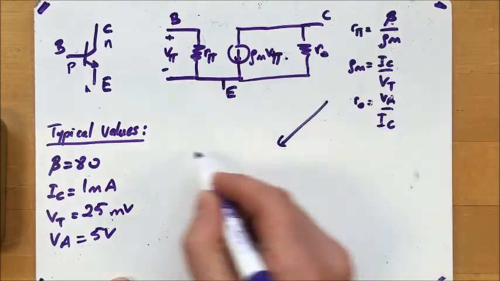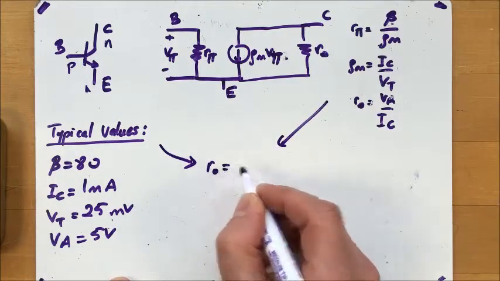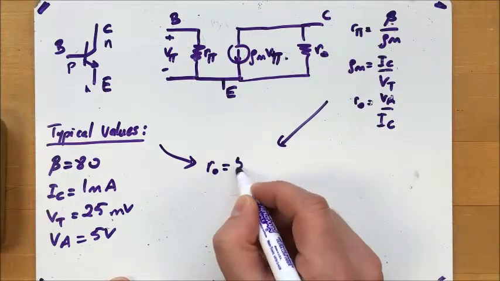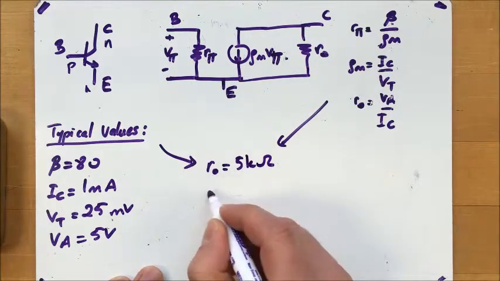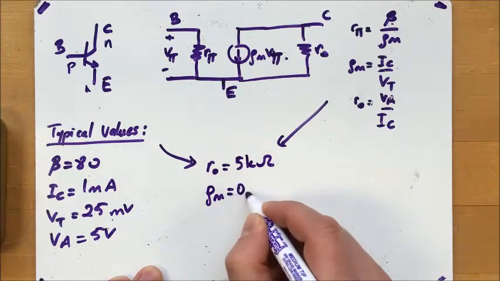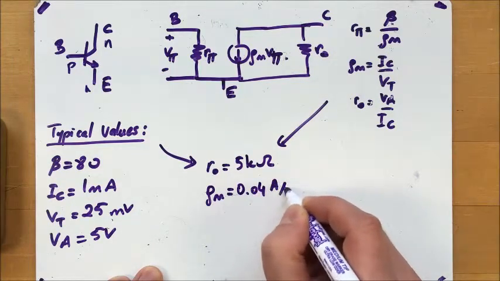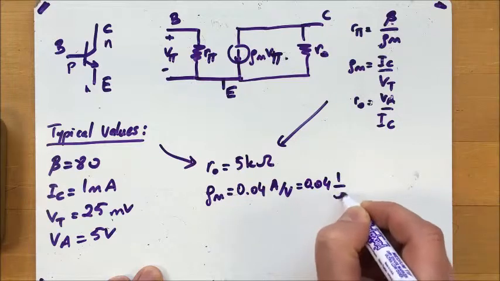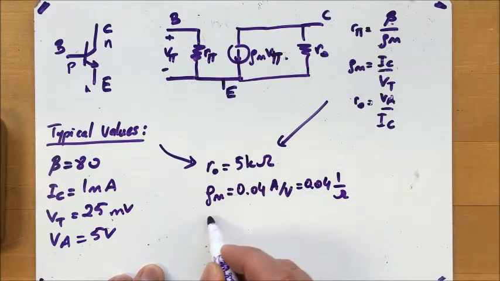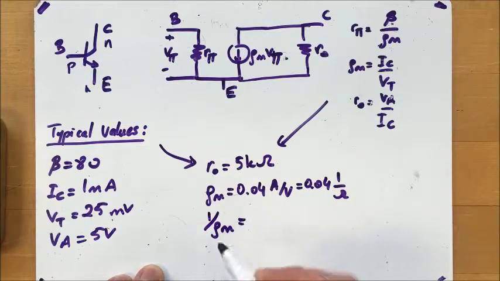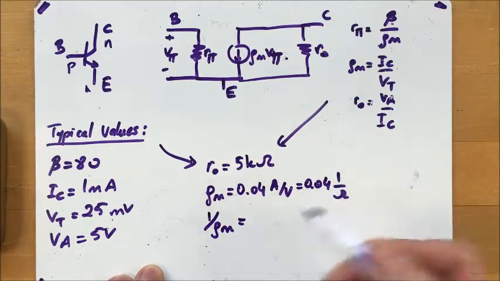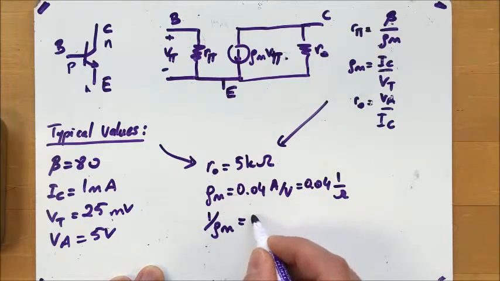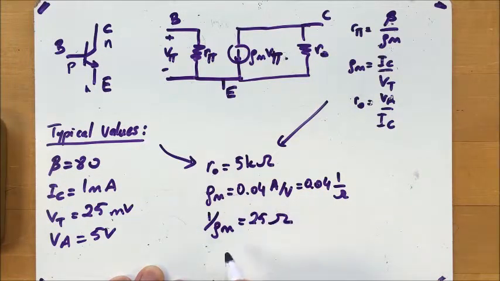Using these equations, RO, VA over IC, will give you 5 kilo ohms. The GM is going to give you 0.04, either amp over volt or 1 over ohm. I also want to write 1 over GM here because that's the resistor value, in ohms, and that's going to give me 25 ohms. And if I write R pi from these equations, it's going to give me 2 kilo ohms.